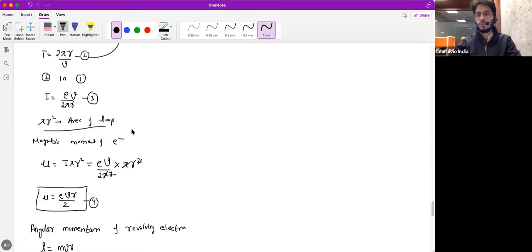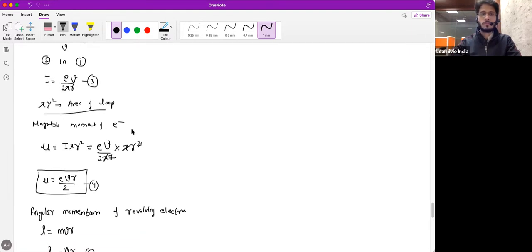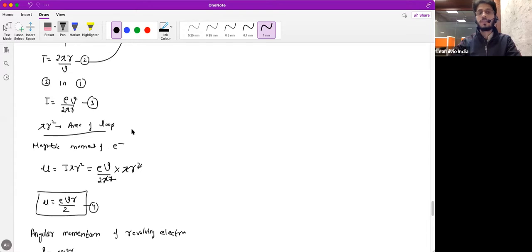Good, Abdullah. So why are we doing current into area? Basically we are calculating the magnetic moment. Remember, if you have a current carrying coil, the magnetic moment is NIA. So this is what we are doing. Current into area, its current is ev by 2 pi r into pi r square. So we are calculating the magnetic moment associated with the revolving electron.